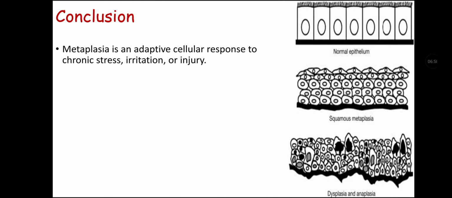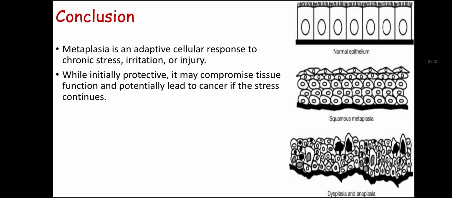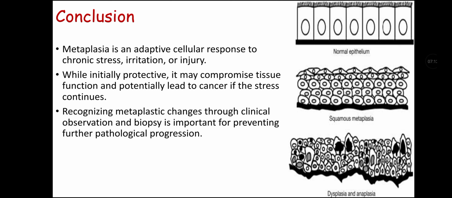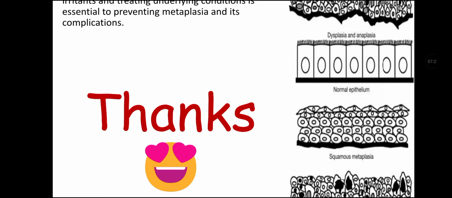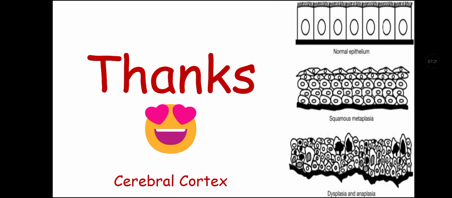Conclusion of this lecture video. Metaplasia is an adaptive cellular response to chronic stress, irritation, or injury. While initially protective, it may compromise tissue function and potentially lead to cancer if the stress continues. Recognizing metaplastic changes through clinical observation and biopsy is important for preventing further pathological progression. Maintaining tissue health by avoiding long-term irritants and treating underlying conditions is essential to preventing metaplasia and its complications. And this was all about metaplasia.